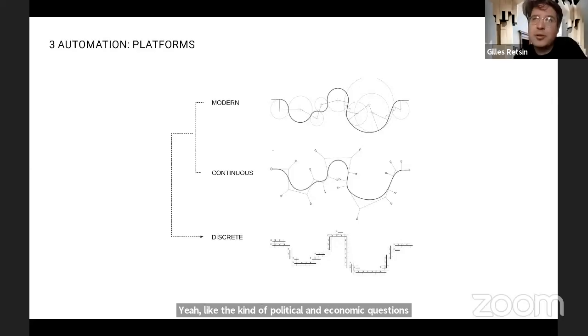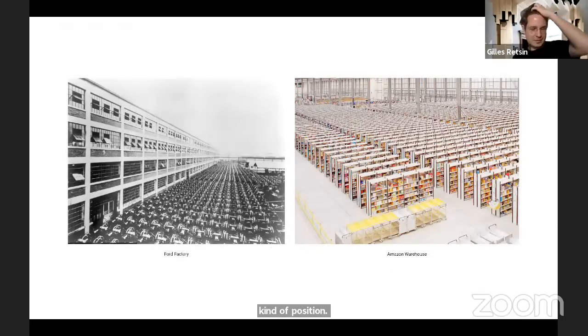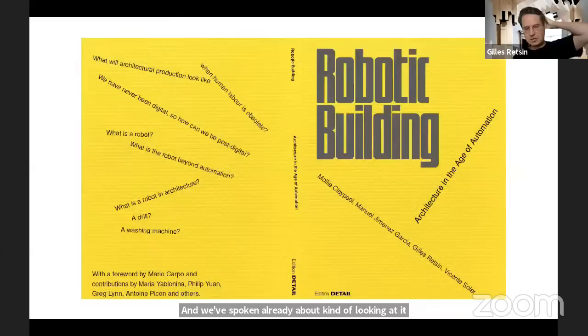If we're thinking about modernist production, you need all these vertically integrated massive factories. They were usually also state supported when it came to housing. Who owns those, right? Who's setting that into motion? If you look at continuity, what are the political impacts of digital fabrication? What is its position? And we've spoken already about looking at it from a more political angle.